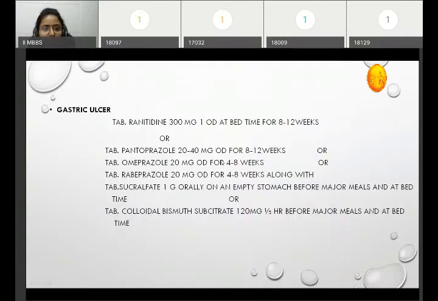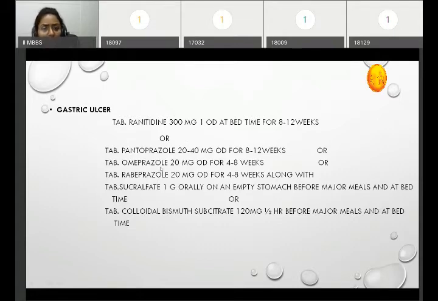Okay. So the first H2 blocker that we are going to write here is ranitidine. How much dose do you have to give? Its ulcer healing dose is 300 milligram. 150 milligram is just the maintenance dose. But for ulcer cases, you have to write the 300 milligram dose only. It is given once a day at bedtime. The duration is important here. For ulcer cases, duration is always important. H2 blockers are given for 8 to 12 weeks.